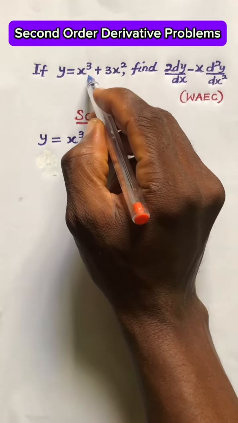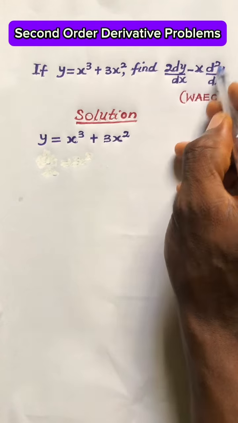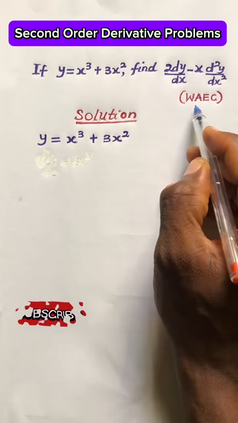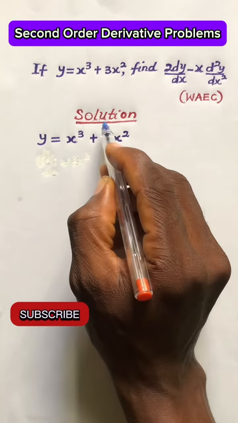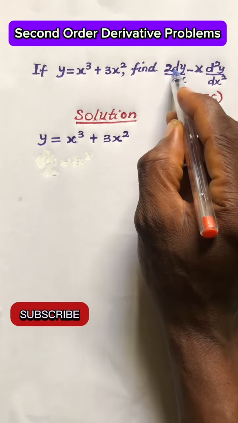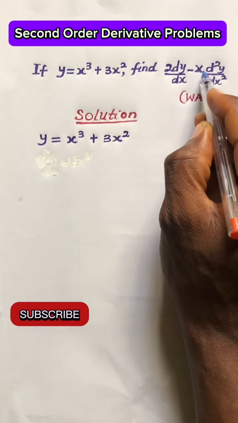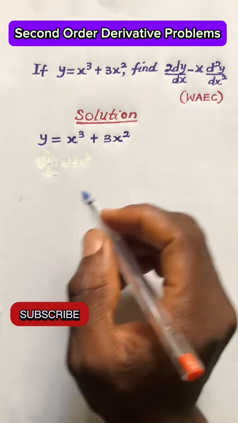If y equals x cubed plus 3x squared, find 2 dy/dx minus x d squared y/dx squared. Solution: we're going to differentiate this up to the second order, multiply the first order derivative by 2, and also multiply the second order derivative by x, and what we have at the end becomes the answer.